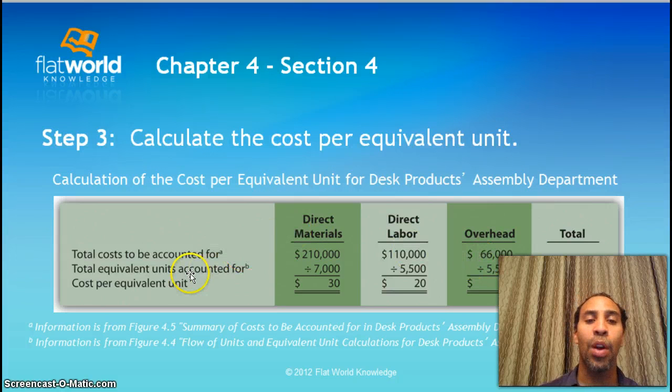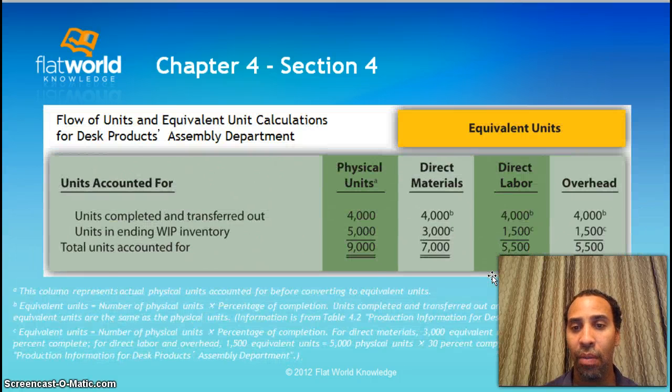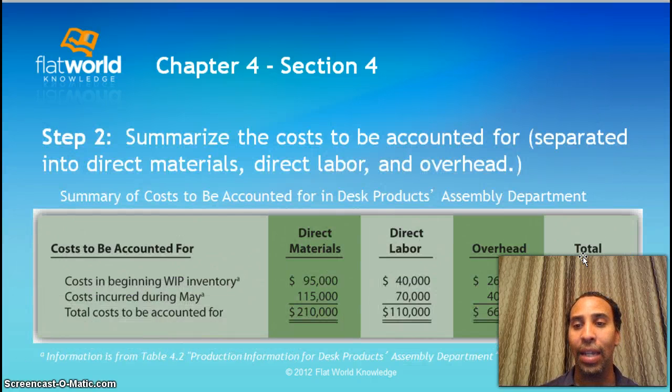But then you may ask, where did we get the total equivalent units accounted for? The 7,000, the 5,500, and the other 5,500, and I indicated earlier that we would use those three numbers. Those numbers came from here: total units accounted for, 7,000, 5,500, and 5,500. So you have to keep bouncing around these few grids and the one with all the information to get your answer.